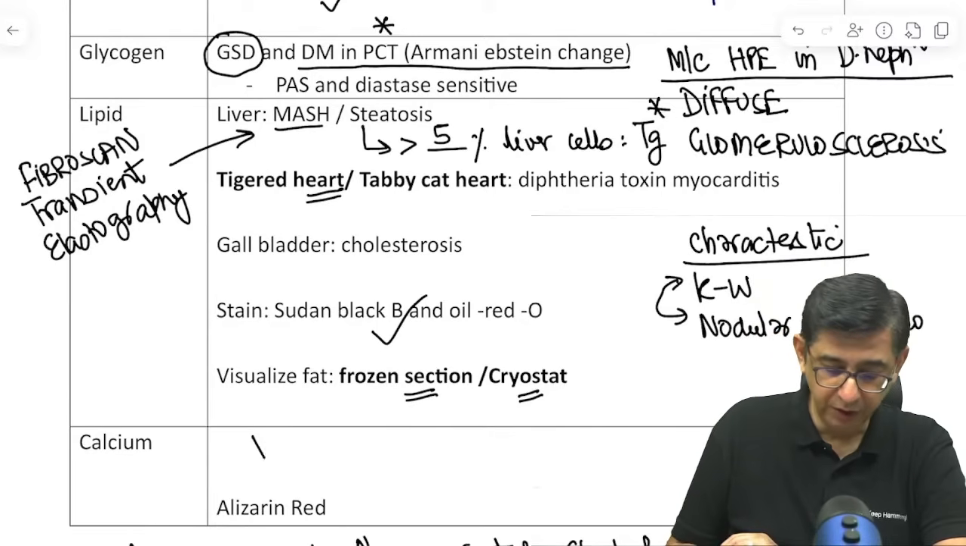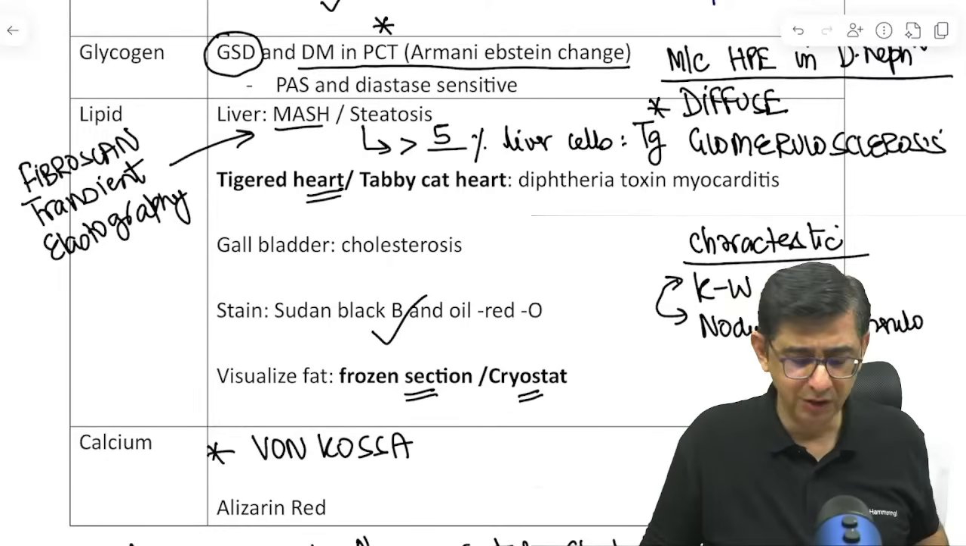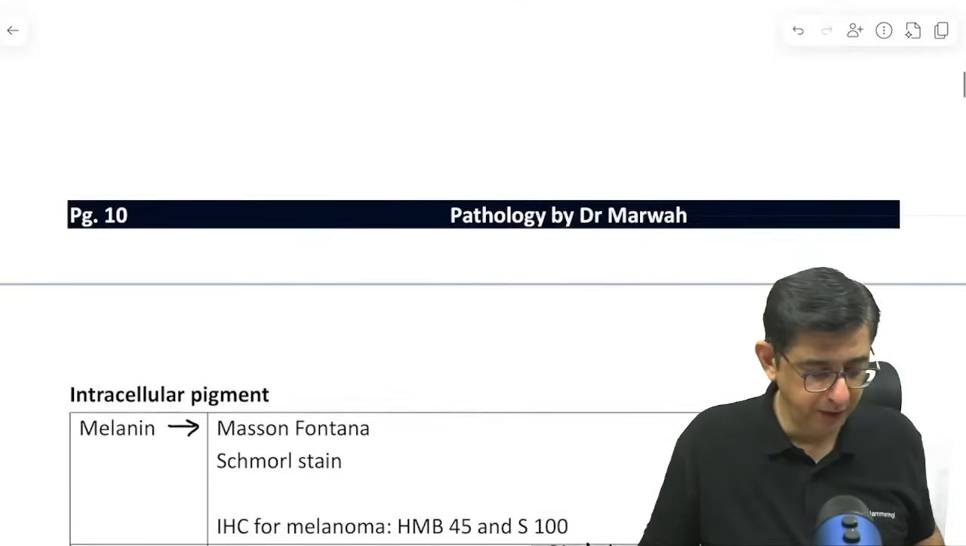Then for calcium, the stain would be called Von Kossa. Another one is by the name of alizarin red. So this is just a list of a couple of stains that I have mentioned at the moment.